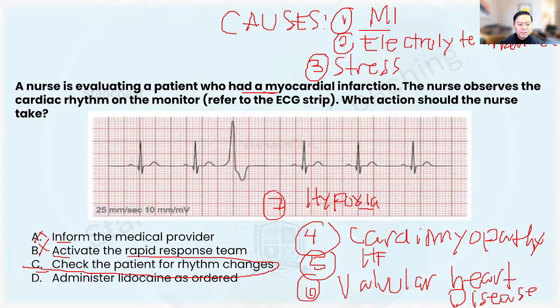Okay. What about letter D? Administer lidocaine as ordered. Is it appropriate to administer lidocaine around this time? We know that lidocaine is antiarrhythmic. Let me just write that one. Lidocaine is antiarrhythmic.